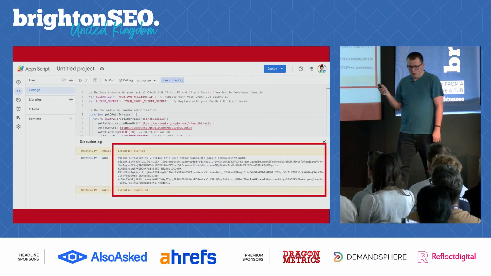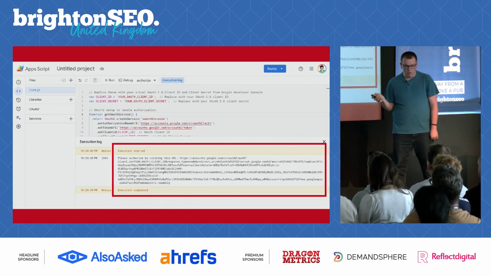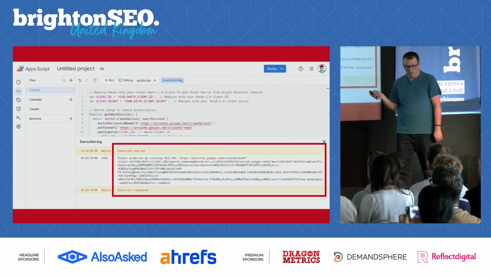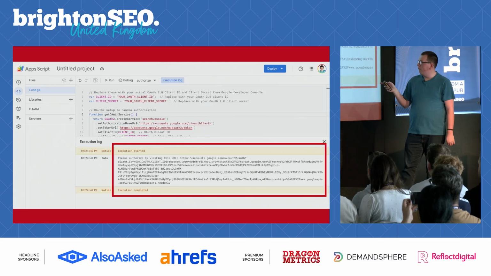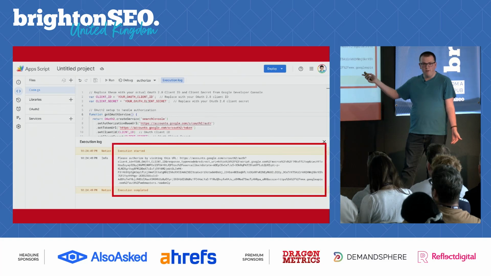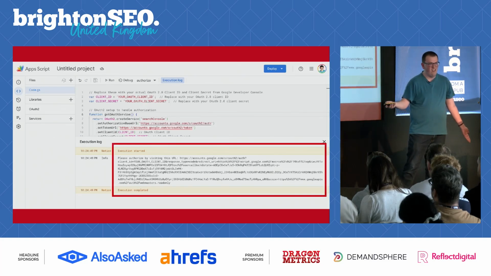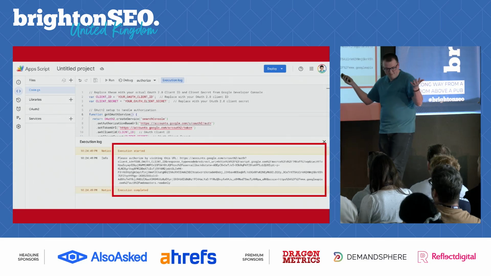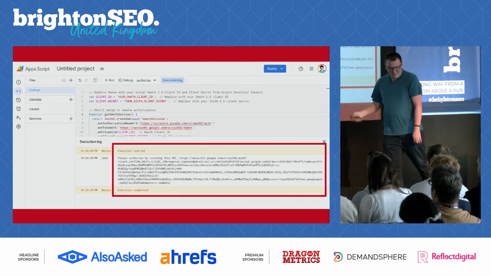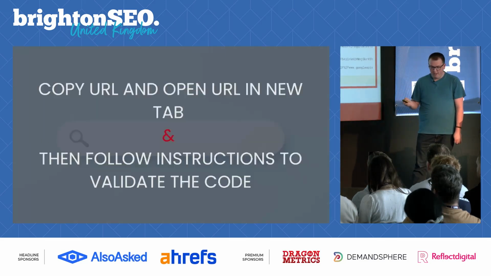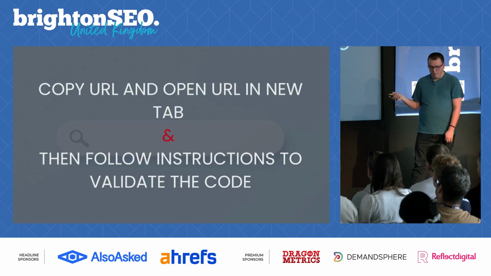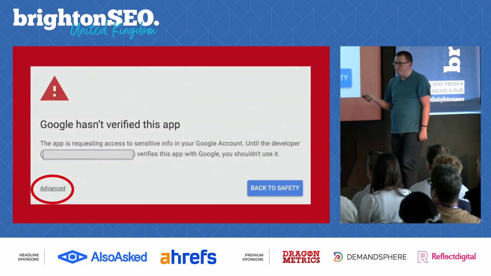This will then show you an execution log on the actual Google Apps Script platform. So it says, please authorize by visiting this URL. Problem is, of course, that link isn't clickable. So what you've got to do is actually copy it. You have to highlight it and copy it. I don't know why Google haven't actually internally linked it. God knows why. Maybe I need to ask them about that. So then once you've copied that URL, you paste it into a new tab and then follow the instructions to validate it.